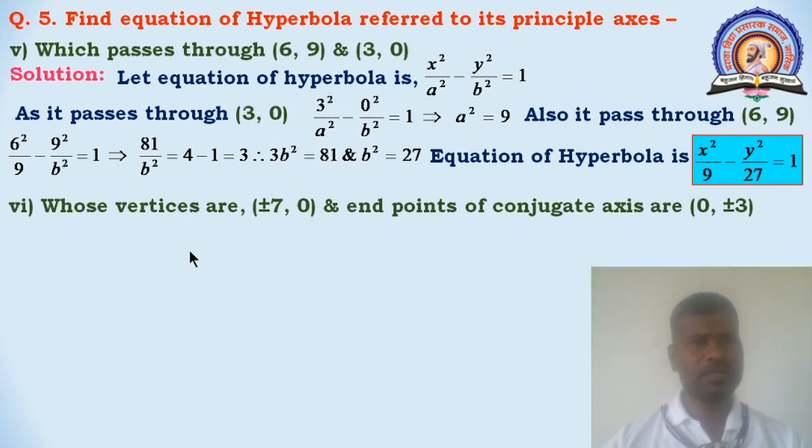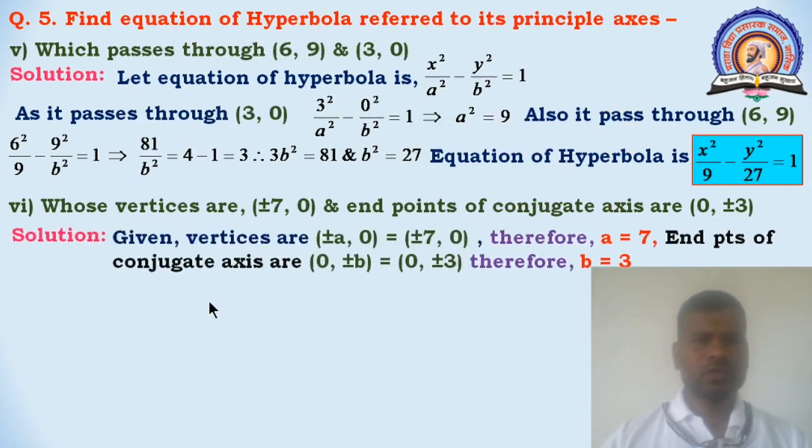Now the next example is: find the equation of hyperbola whose vertices are plus or minus 7, 0 and end points of conjugate axis are 0, plus or minus 3. Now to find the values of a square and b square, given that vertices are plus or minus a, 0 is equal to plus or minus 7, 0. On comparing, we will get a is equal to 7.